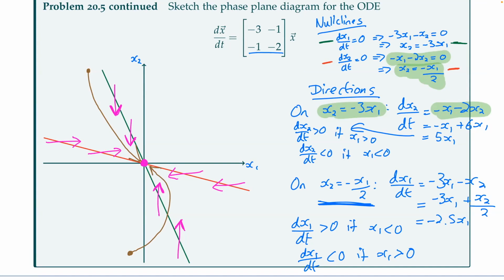So can anyone tell me what this is? It's a stable node. We'll be covering lots more of these, don't worry.